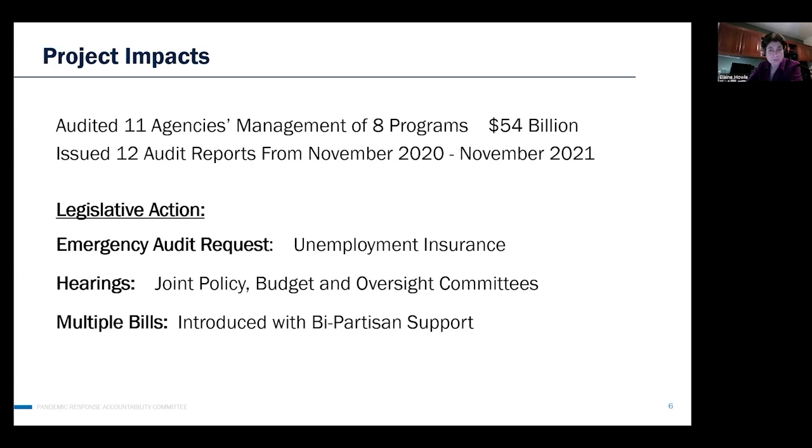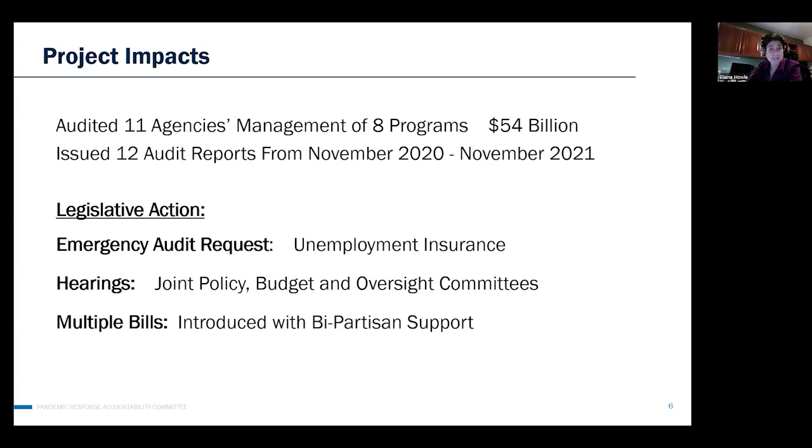The legislature held multiple hearings, mostly throughout 2021. After we completed many of these audits, there would be a policy committee hearing or a budget committee hearing. Certainly oversight committees had hearings where some of my former staff presented the results of some of the audit work that we did, and the administration would be at those hearings as well. There were multiple bills introduced during the legislative year. Many of those bills had bipartisan support. The emergency audit request had 40 members sign on out of 120 members.